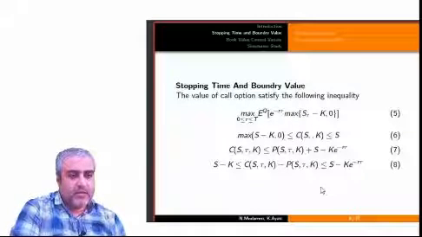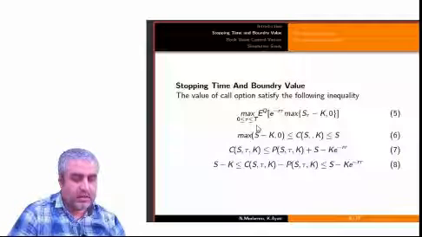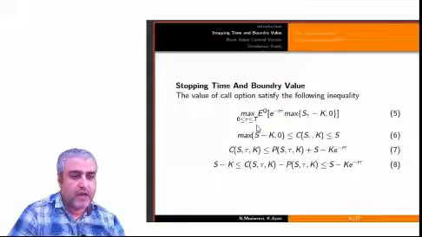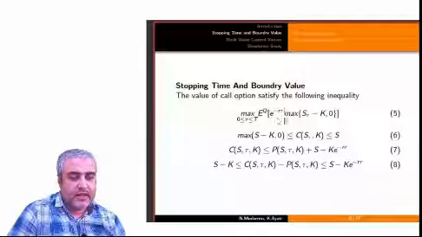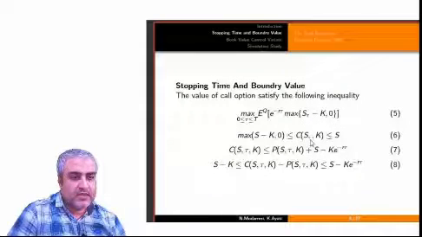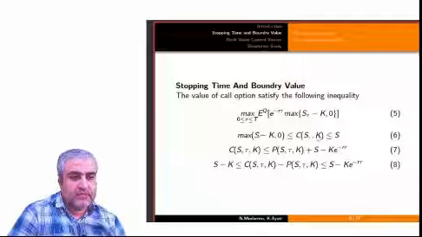We use a stopping time and boundary value. The value of the call option satisfies these 4 equations to bound the price of the American option approximation. This is a discount of the payoff. This is the call price, bounded between the price of the underlying asset and the maximum payoff, and otherwise these are equal.